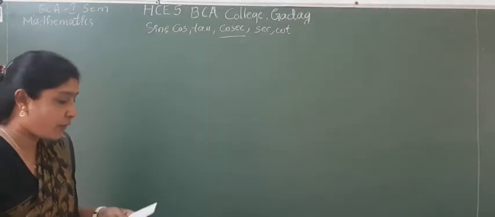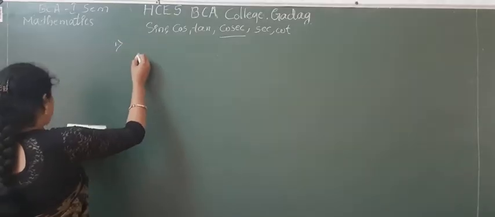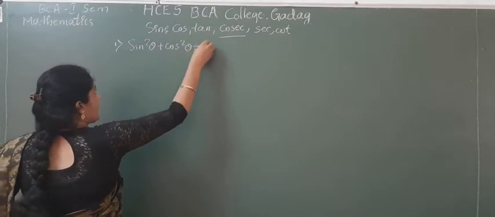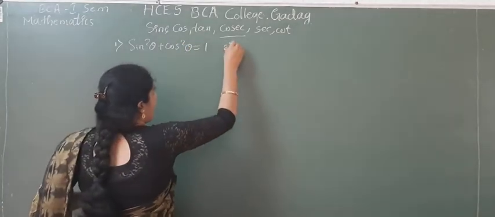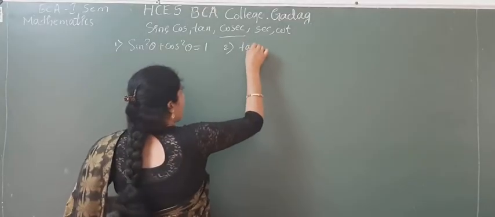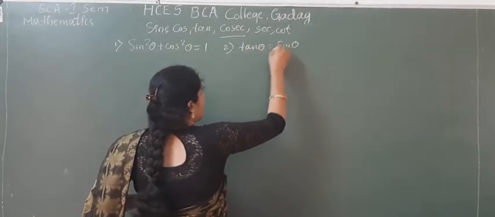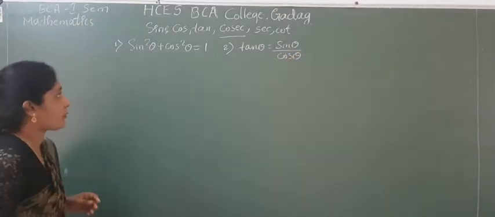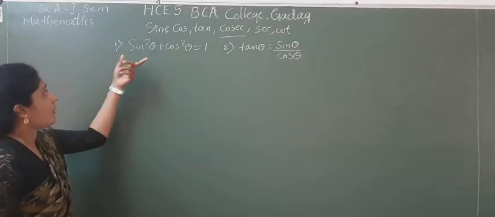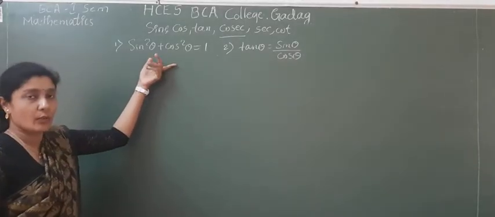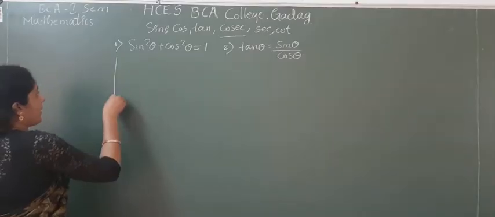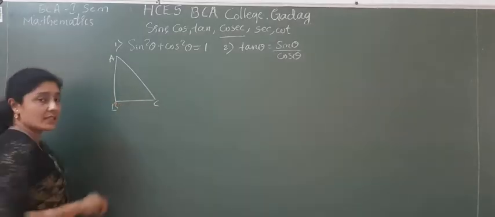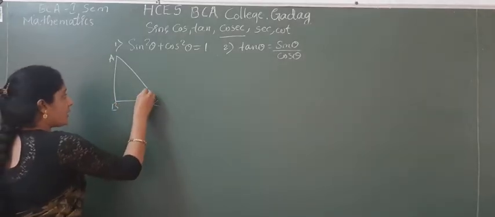So let us prove four functions. The first one, sin square theta plus cos square theta is equal to 1. And the second one, tan theta equal to sin theta divided by cos theta. Okay. So first let us prove these two functions. Before going to prove these functions, we have to draw a right angle triangle. Let us take it as ABC and this will be theta.